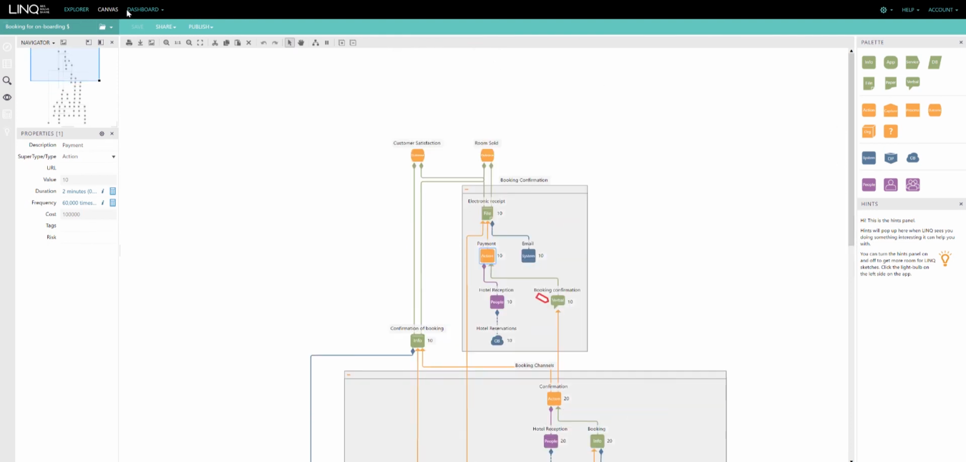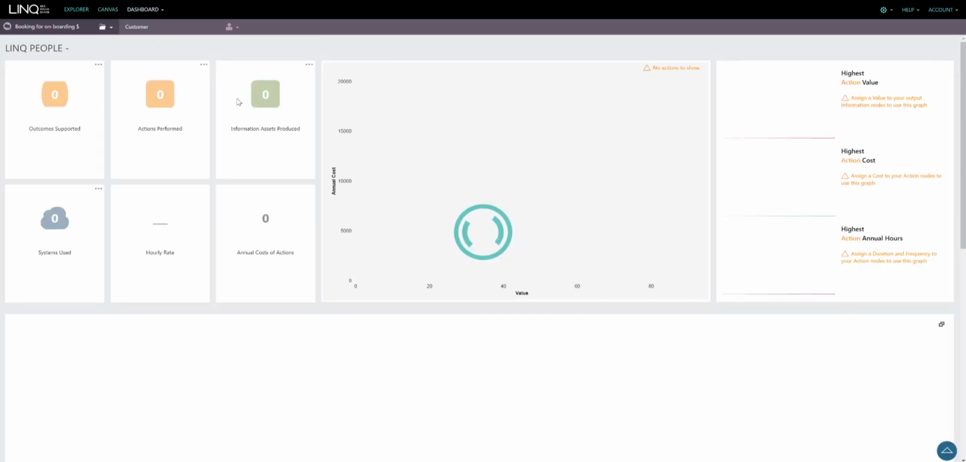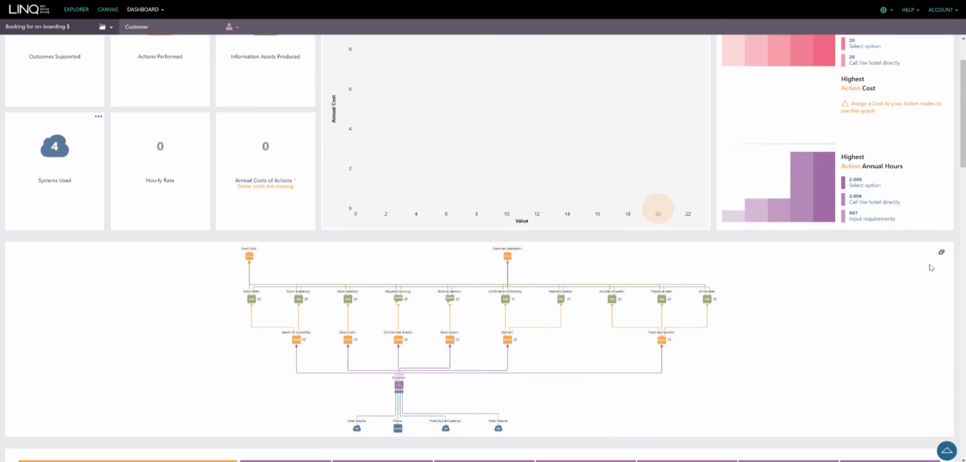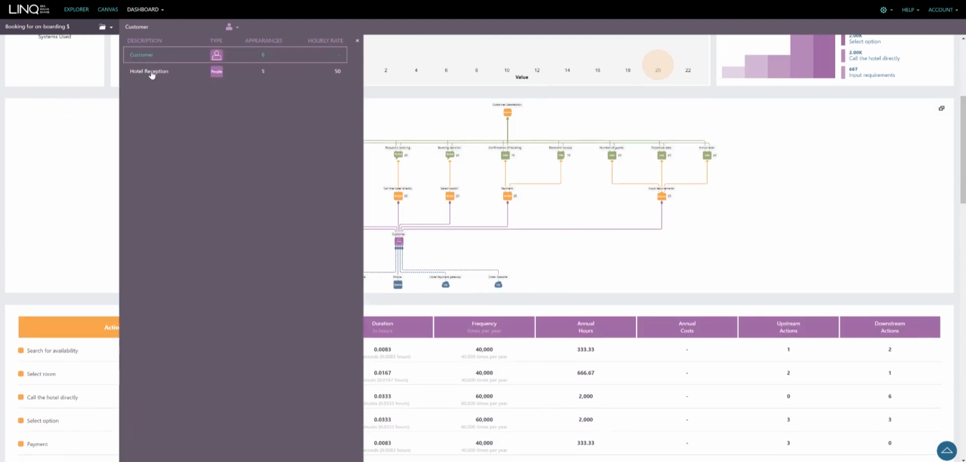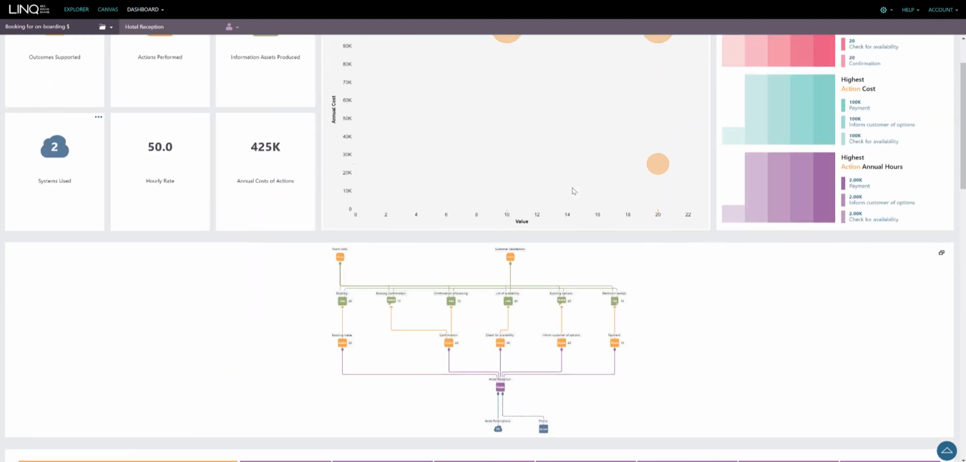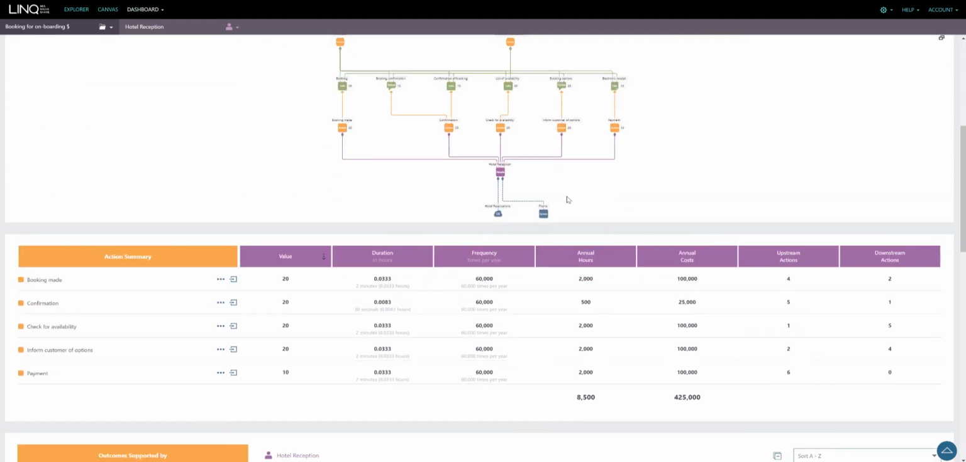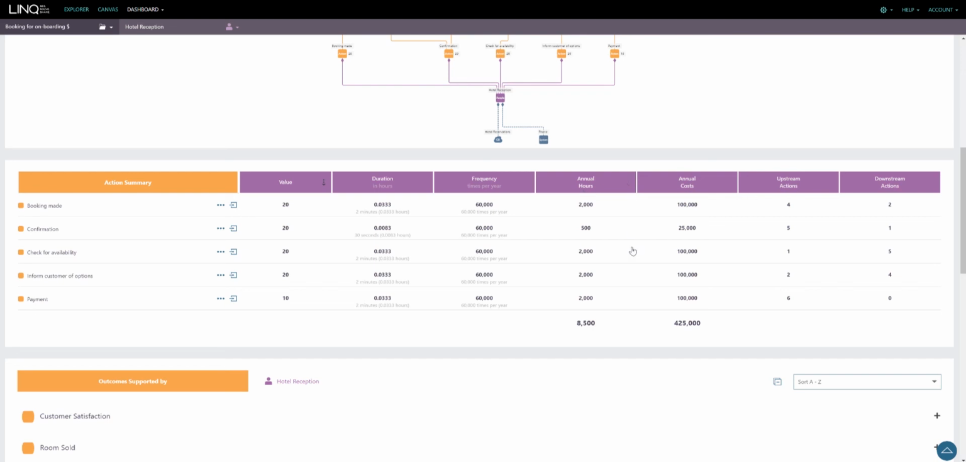The other dashboard that we can look at is the people dashboard. This gives us the perspective of each individual associated in the supply chain. So we can see all of the actions here that our customers have to undertake. If we switch this to look at the hotel reception, we're able to understand all of the tasks they do, the cost versus value of the tasks that they do, and the overall cost of this process being managed by people.